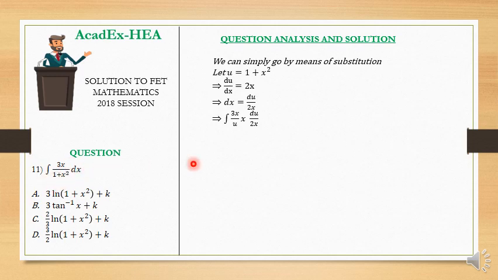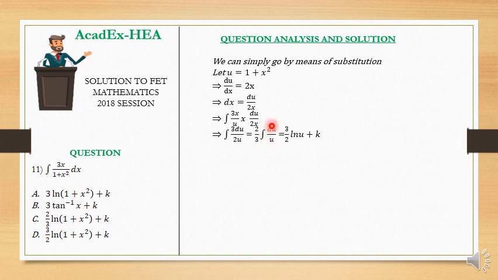and we have that dx is du over 2x, and that's what we're going to substitute here to have 3x over u times du over 2x. We're already seeing that x is going to cancel, and when x cancels, we're simply going to have the integral of 3 du over 2u. This is going to give us 3 over 2 times the integral of du over u when we factor out 3 over 2, and we're left with du over u.